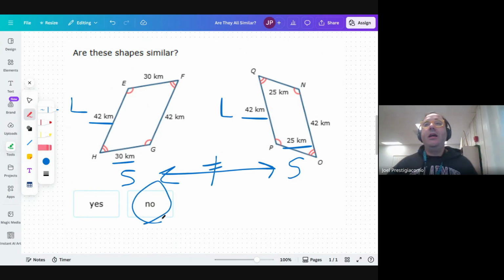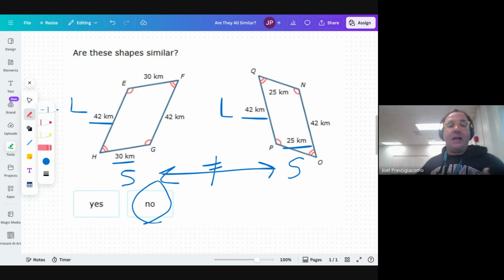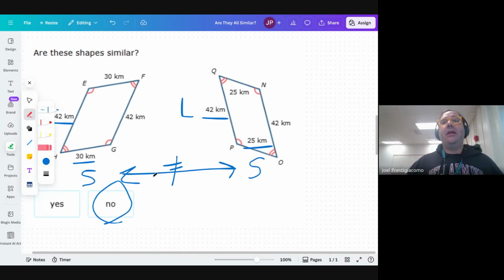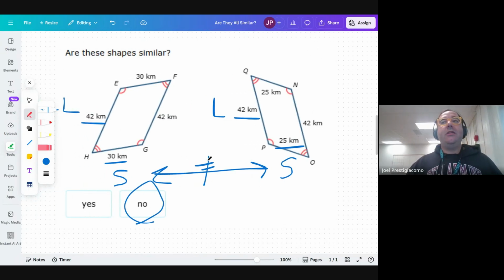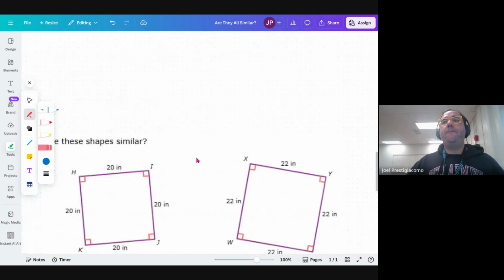So this is a no, right? In order for this to have made sense, the other shape on the right would have to have the bottom and top be 30 kilometers, since the left and right sides would be 42. This is a big no. Again, there are other ways this could have been similar, maybe if the numbers were different. But again, I can see really quickly there that we don't have to worry about that.